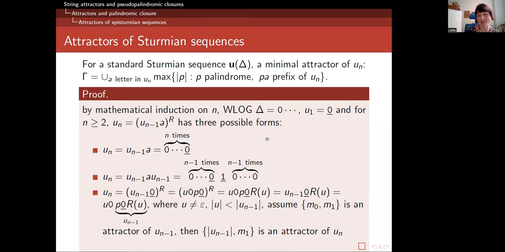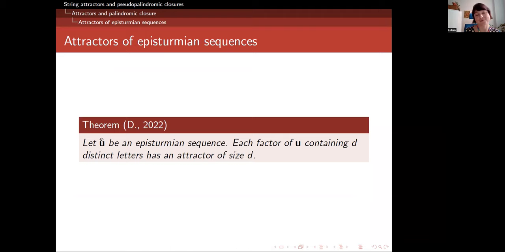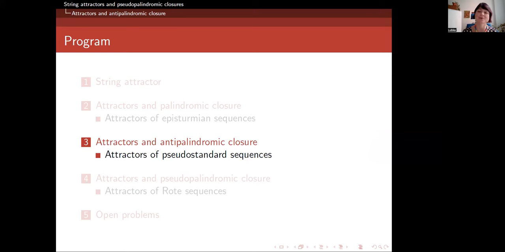And now I also have the theorem for factors, so I was able to generalize that for episturmian sequences. I was able to show that each factor of an episturmian sequence containing D distinct letters has an attractor of size D, so the minimum one. And let me continue. This was about palindromic closure.